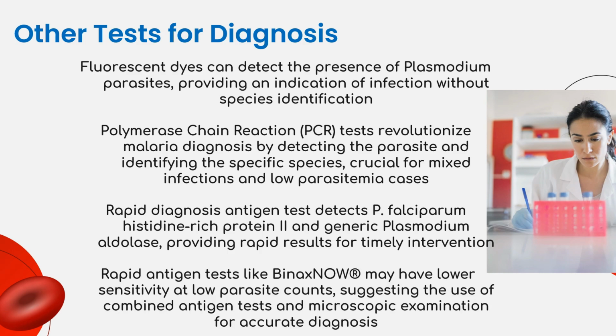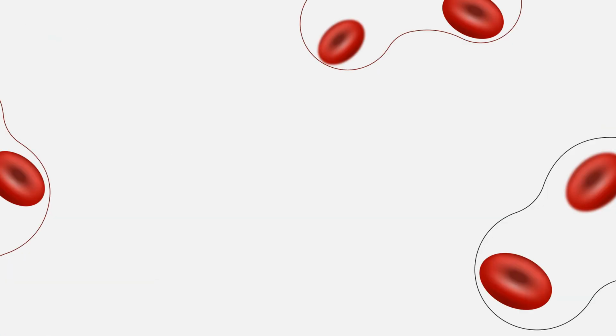However, it's important to note that rapid antigen tests like BinaxNOW have their limitations. They may have lower sensitivity when the parasite count is low, typically below 100 parasites per microliter of blood. To overcome this, it's recommended to combine antigen tests with traditional microscopic examination using thick and thin blood films.